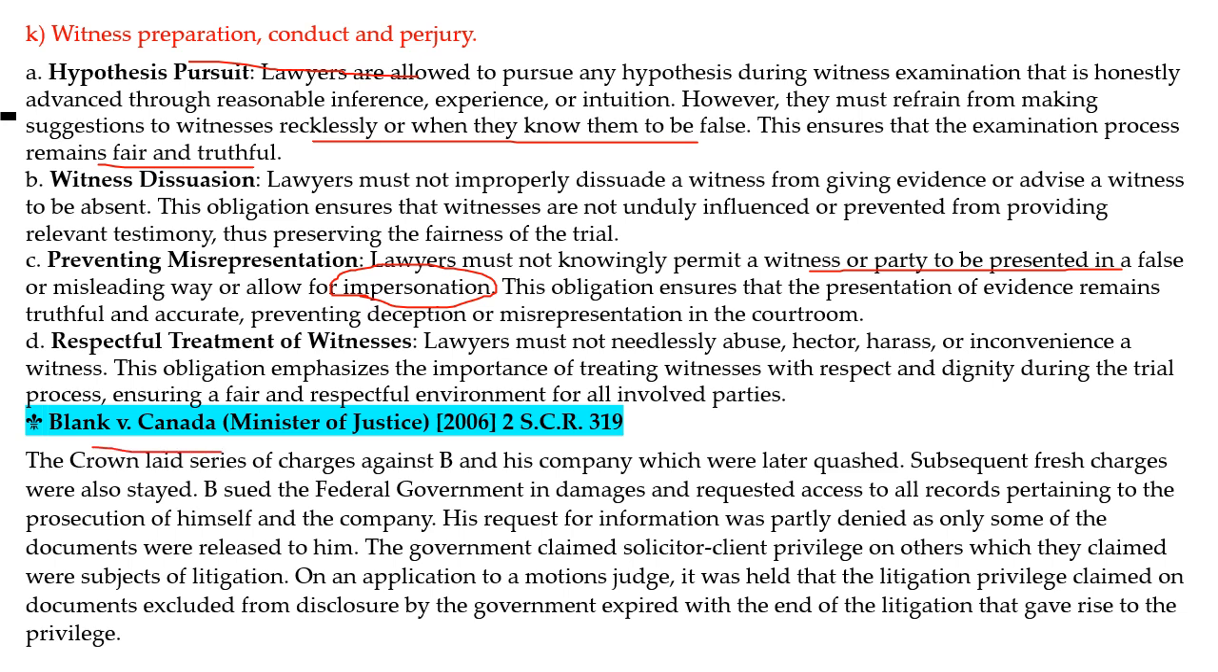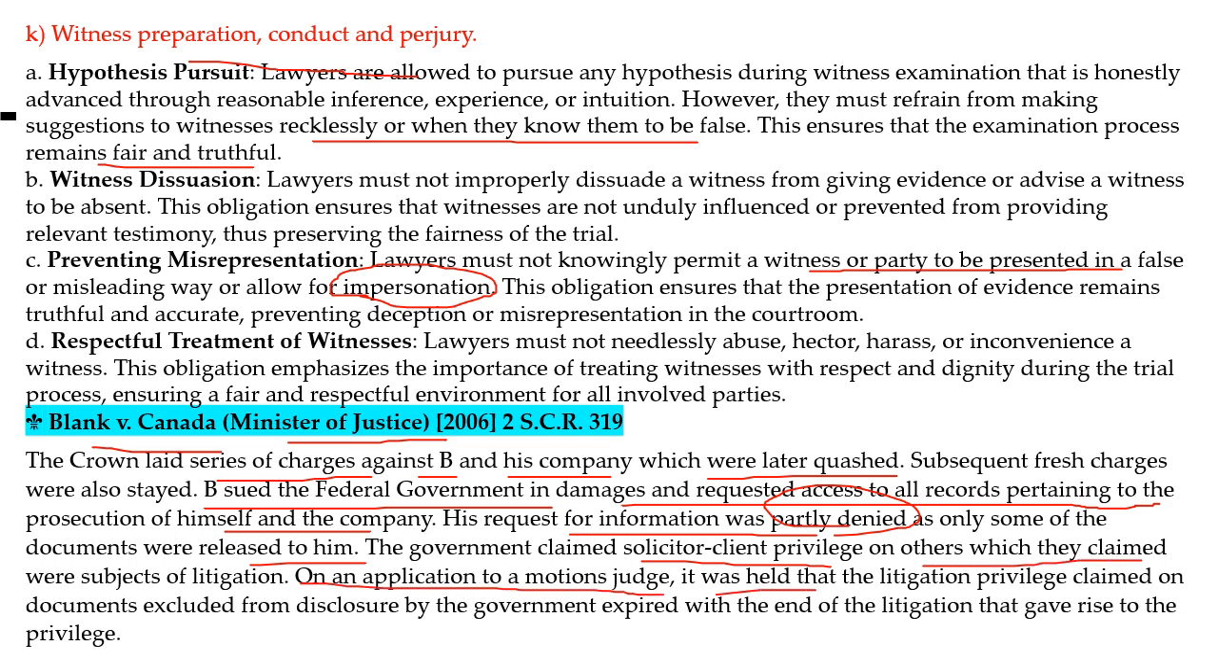In the Blank versus Canada (Minister of Justice) case, the Crown laid a series of charges against B and his company, which were later quashed. Subsequent fresh charges were also stayed. B sued the federal government in damages and requested access to all records pertaining to the prosecution of himself and his company. His request was partly denied, as only some of the documents were released to him. The government claimed solicitor-client privilege on others, which they claimed were subject to litigation. On an application to the motion judge, it was held that the litigation privilege claimed on documents excluded from disclosure by the government expired when the litigation expired.